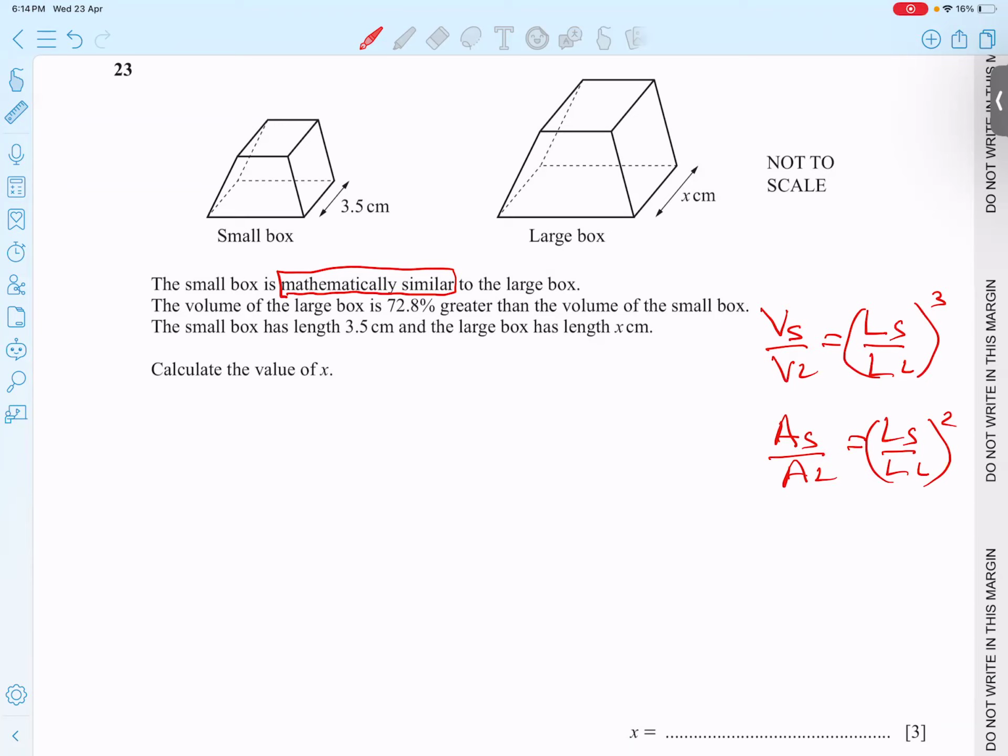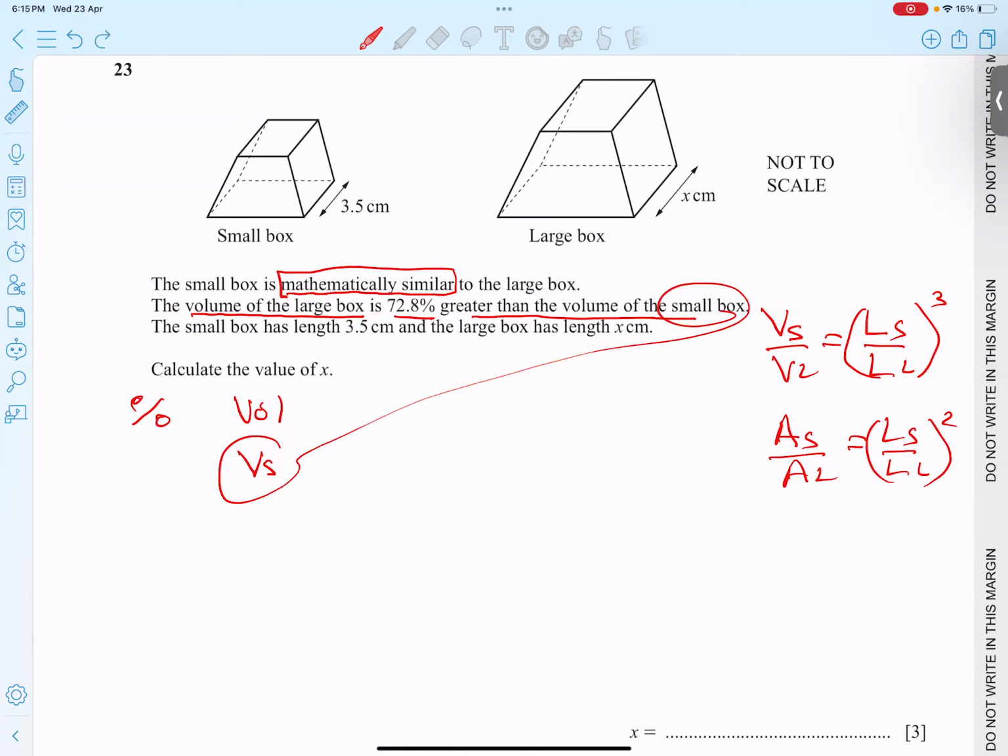This statement is very important. The volume of the larger box is 72.8% greater than the volume of the smaller. Let me write again. Here I'm writing percentage, and we're writing here volume. So he said the bigger volume is 72.8 more than that. So I take VS as the small box volume. I take it as 100%. And the bigger one is how many more? 72.8 more adding. It becomes 172.8.